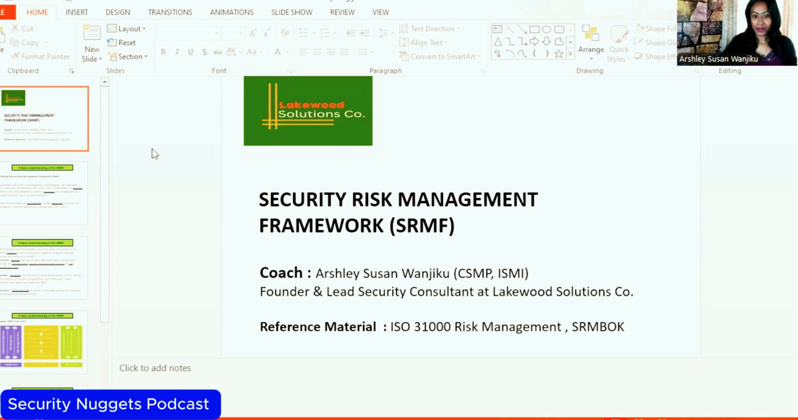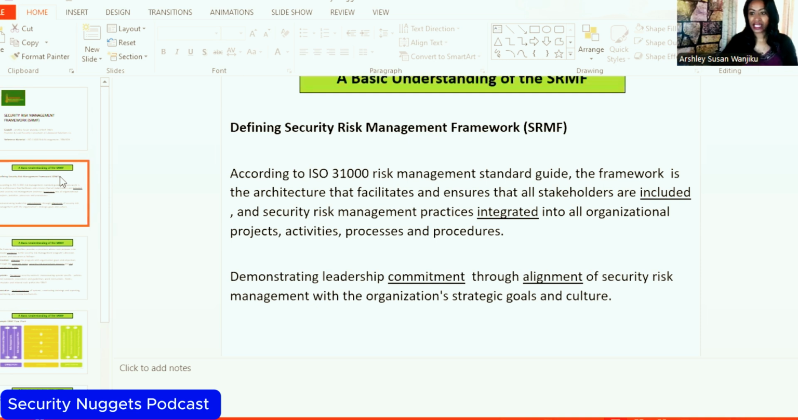Now, I believe that by the end of this presentation, you'll have a better understanding of what security risk management framework is and its vital role within the security risk management program. Now, let's start off by defining what security risk management framework is.